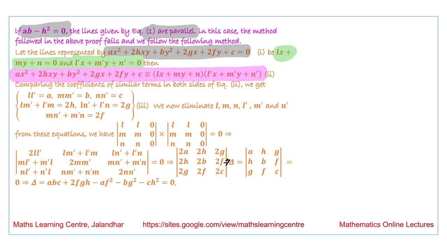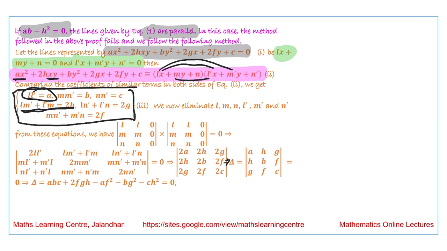And if we compare the coefficients of both these equations, for x square we will have the term l into l dash. So we are saying l into l dash is equal to a. Then for the terms of xy, it is l into m dash plus m into l dash. This value should be equal to 2h. We have obtained these equations by comparing the coefficients of x square, y square, xy, x, y and the constant term.